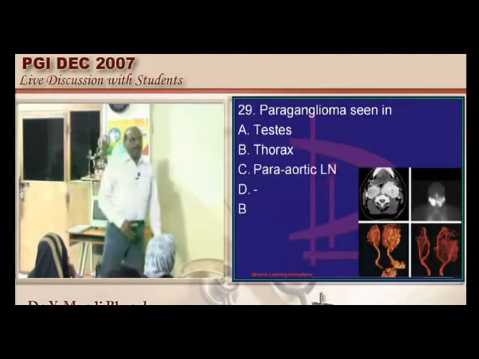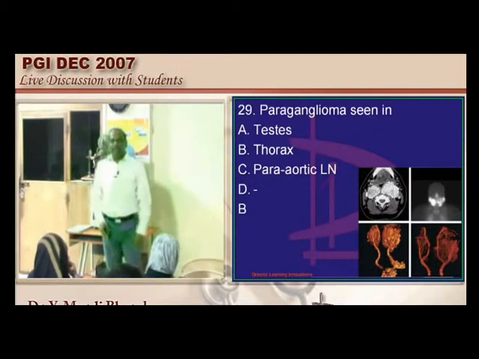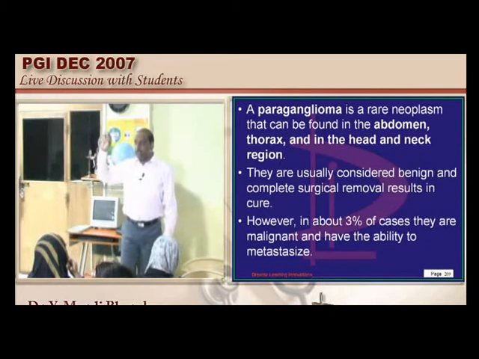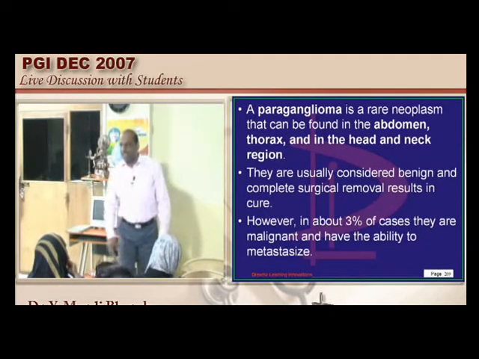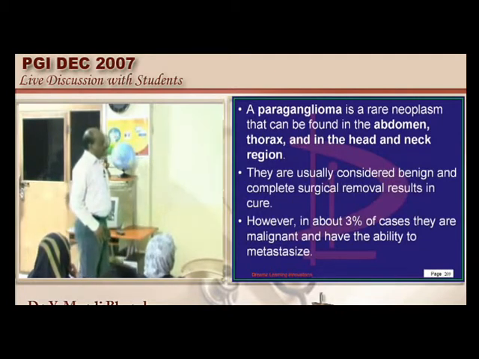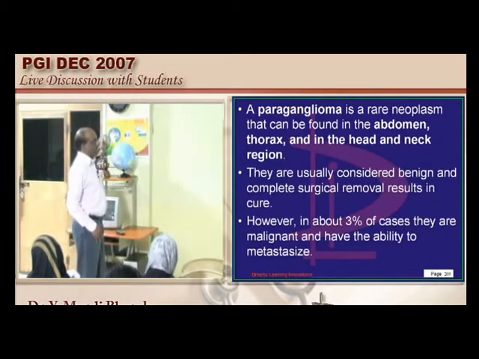Now what are paragangliomas? What is the common misnomer for them? They are also called glomus tumors, but that glomus tumor should not be confused with the subungual glomus tumor that you come across. So there is a reason, doctor. Paragangliomas are typically found in the abdomen, thorax, and the head and neck area, and generally they are considered benign, and complete surgical removal is the treatment of choice.